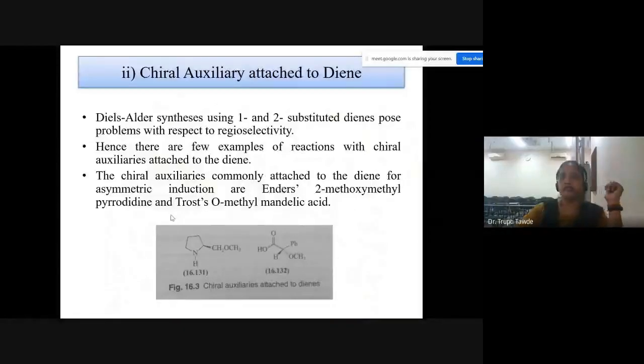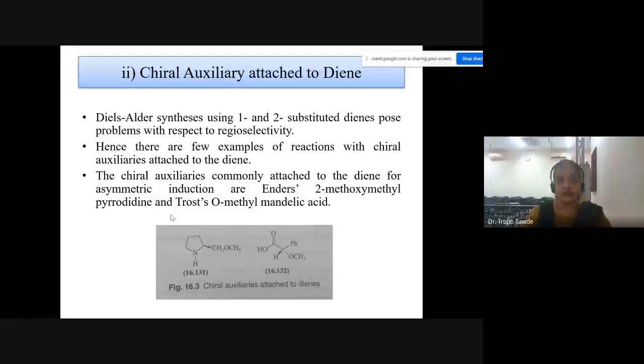I'm taking the next example where I'm going to attach the chiral auxiliary to the diene. Here there are very few examples available in the literature because diene को chiral auxiliary attach करना it's a very difficult task, because तुम्हारा diene is already a crowded system and to that attaching the chiral auxiliary, then the system, or you can say substrate, becomes more complicated to give the reaction. Still there are few examples available, जैसे Enders and Trost.